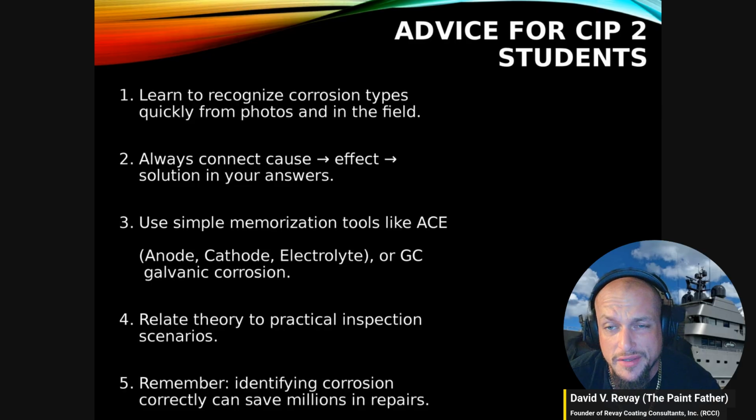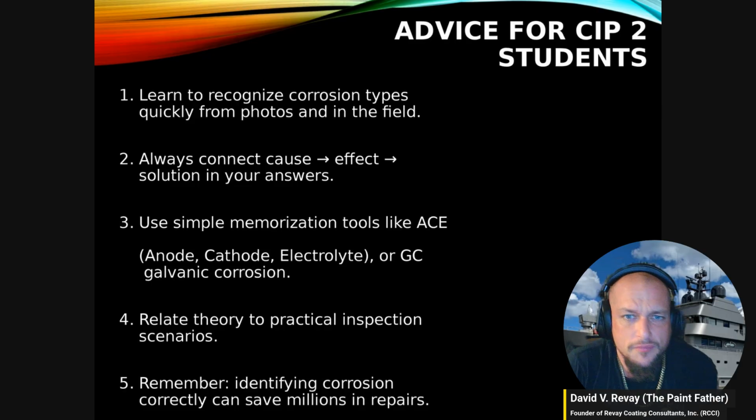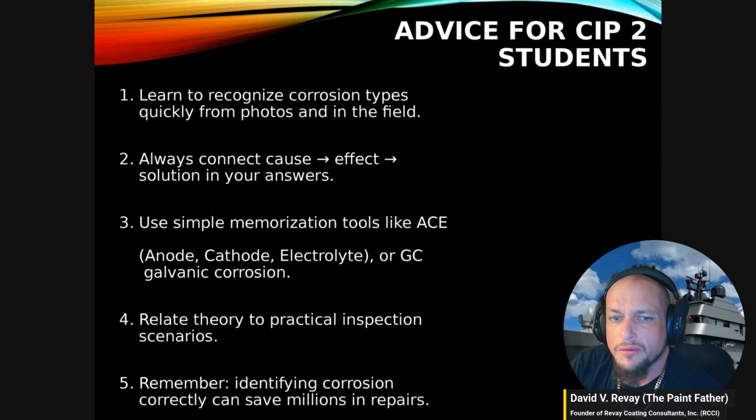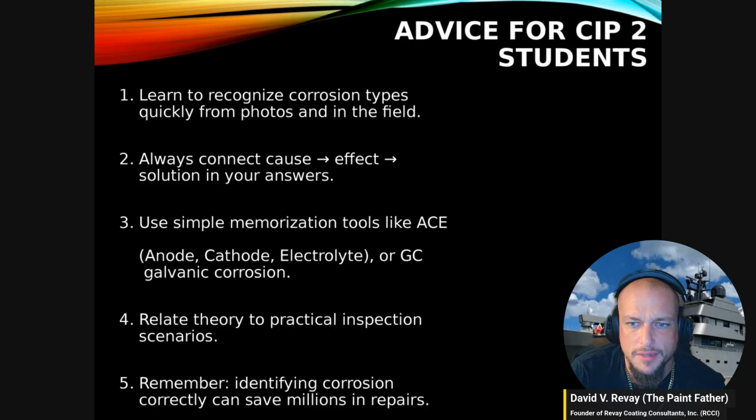Some advice for people going for their level 2. Learn to recognize corrosion types. Always connect cause, effect, and solution in your answers. Use simple memorization tools like acronyms, abbreviating, that kind of thing. Relate theory to practical inspection scenarios. And remember, identifying corrosion correctly can save millions in repairs.